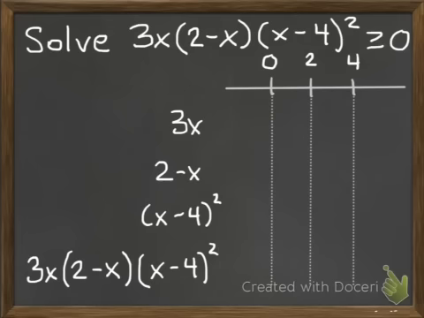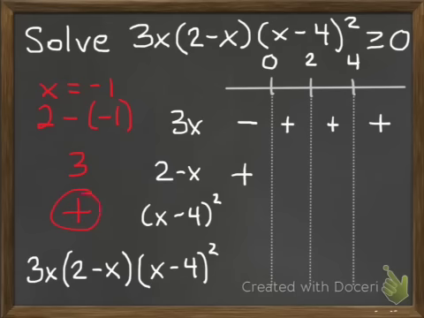If x is less than 0, then 3x is also less than 0, or negative. If x is greater than 0, then 3x is also greater than 0, or positive. Okay, next factor, 2 minus x. 2 minus x, if x is less than 0, let's see, that's positive. If you're not sure why, choose a number that's less than 0, such as x equals negative 1. Plug it in to 2 minus x. 2 minus negative 1 gives us 3, which is a positive number.